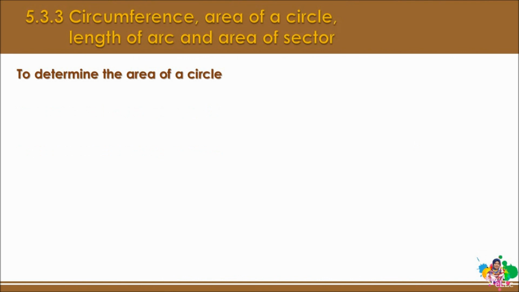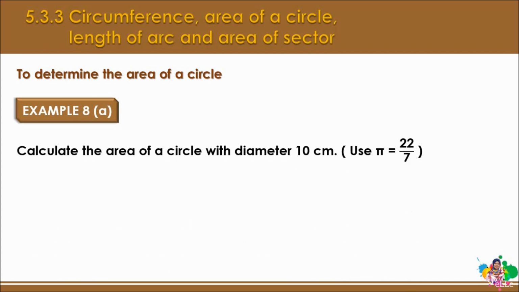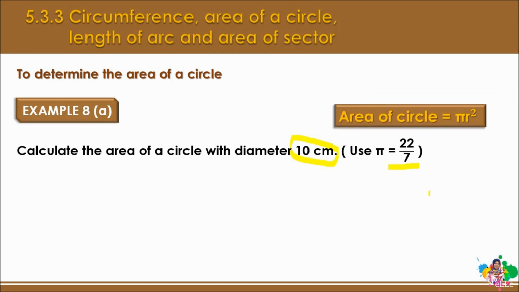Now we want to determine the area of circle. By referring to example 8a, calculate the area of circle with diameter 10 centimeters. So this one is the diameter. Use pi equals 22/7. So what is the formula to find an area of circle? Area of circle is pi r square. But in this question, the diameter is given to you. So you have to divide by 2, because diameter is twice the radius.